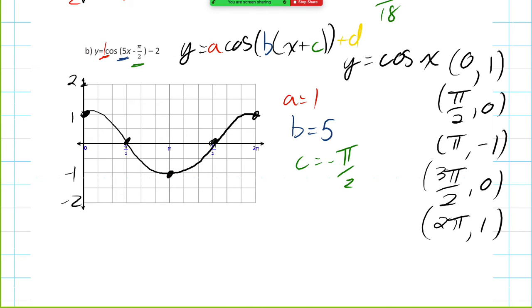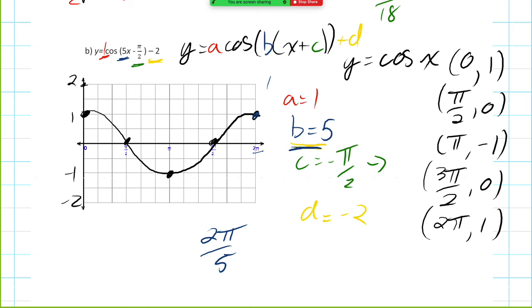So we're going to have a horizontal movement by half to the right. And then finally we have D, which is negative 2. Okay, very quickly, what this means, B, this one being so important, is there are now 5 periods in what it used to be just 1 period. Okay, so pi over 2 used to take us 1. So we divide that by 5, so we get 2 pi over 5, and that is the new value to when a new period would end.